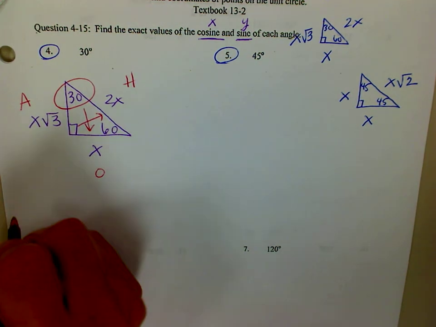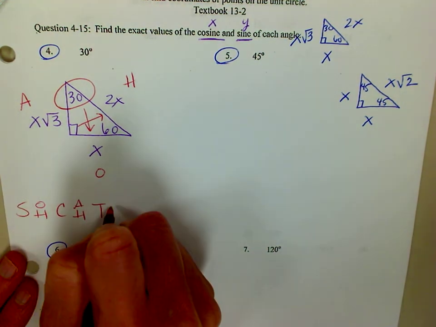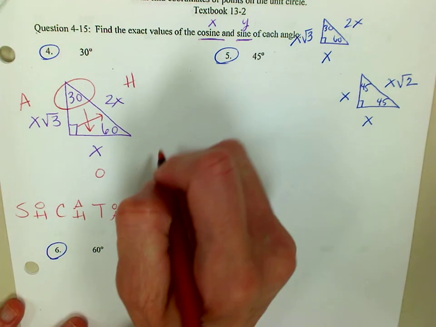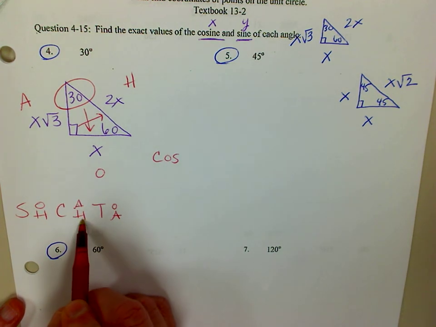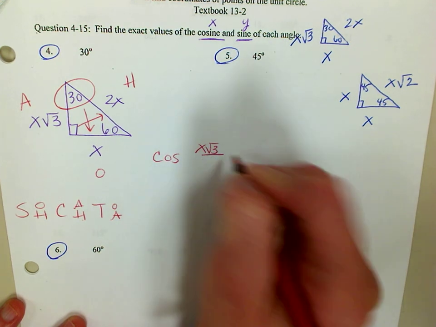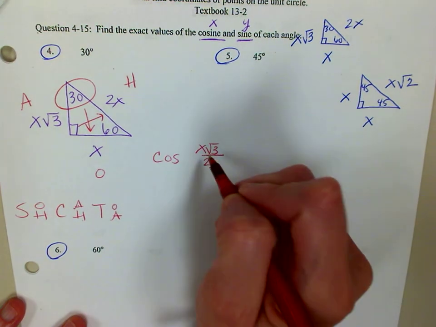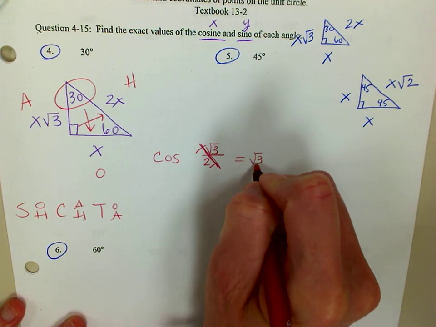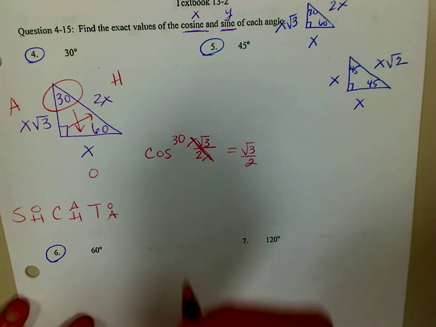Now I also have to keep in mind SOHCAHTOA when I do this. Now this is a one-time thing. I'm just showing you how we get the answers. You just have to remember what the answer is. All right, so for cosine, I want the adjacent over the hypotenuse. So I'm going to have x root 3 over 2x. Well, the x's happen to cancel, so I am left with the square root of 3 over 2. That was the cosine of 30.